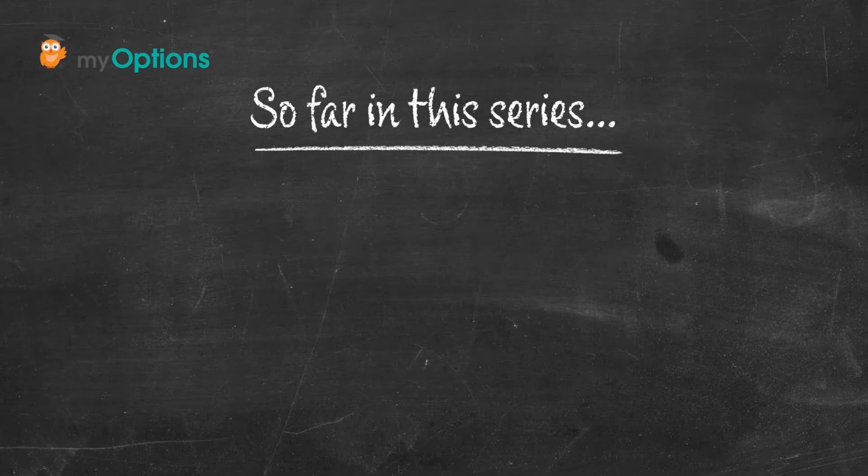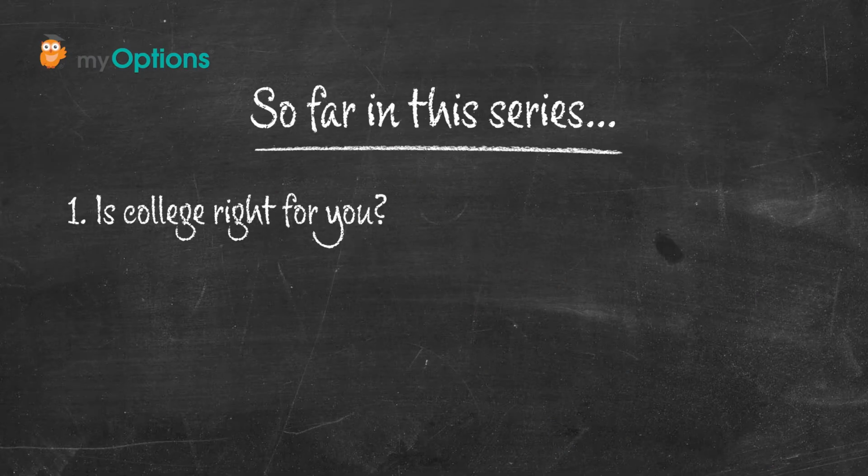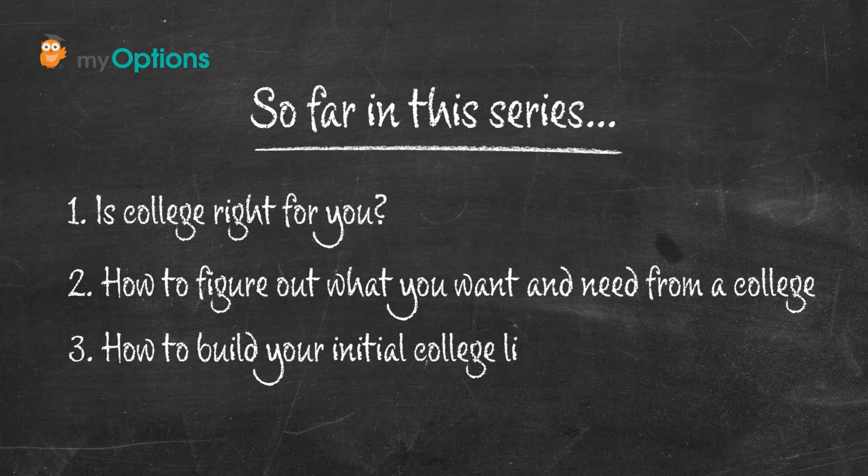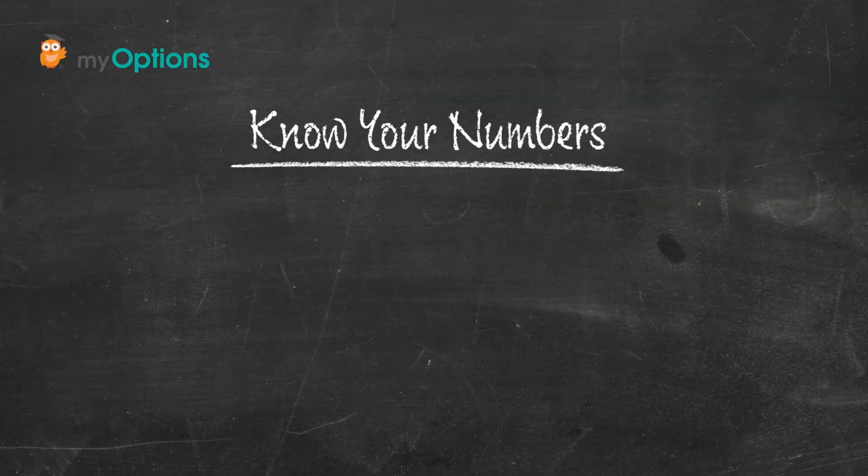Today we're talking about how to narrow and balance your college list. So far in this series, we've considered if college is right for you, how to figure out what you want and need from a college, and how to build your initial college list. Now, we want to narrow and balance your college list to a set of 6 to 10 schools you will actually apply to. First, don't forget to know your numbers.